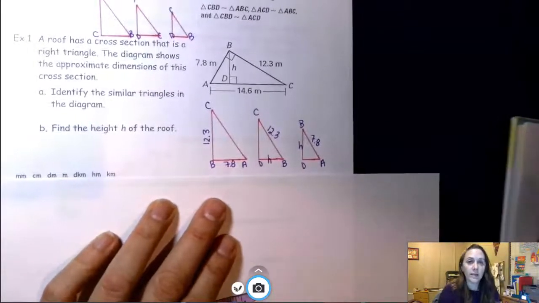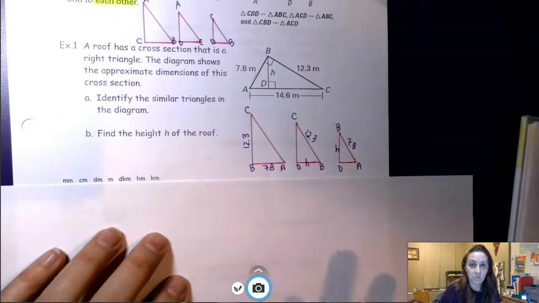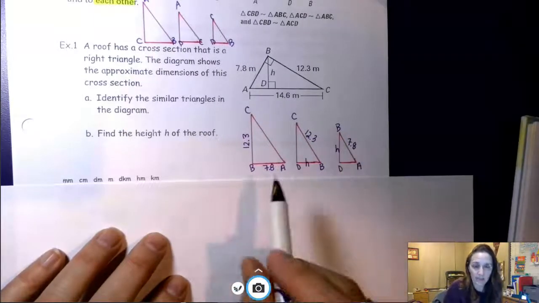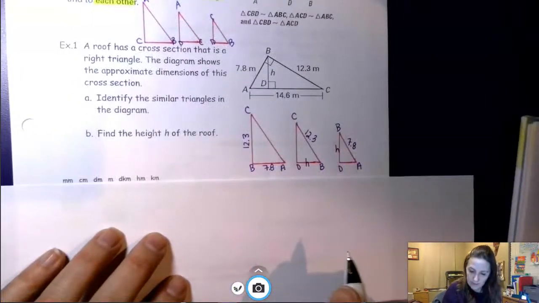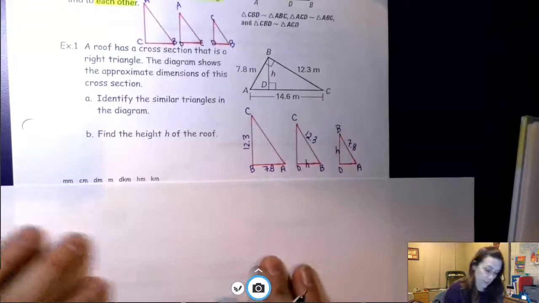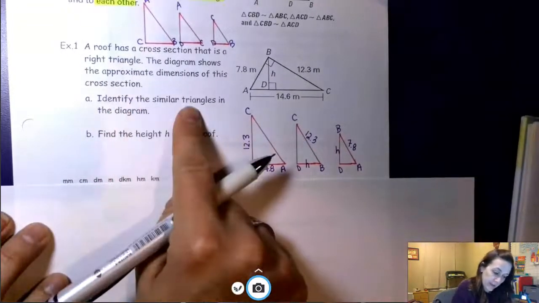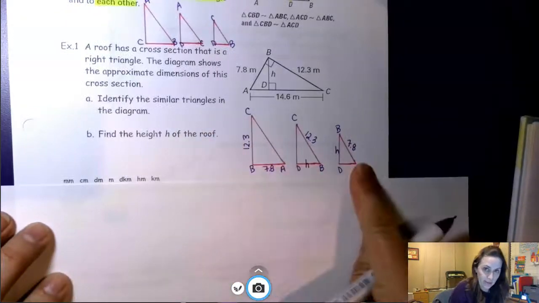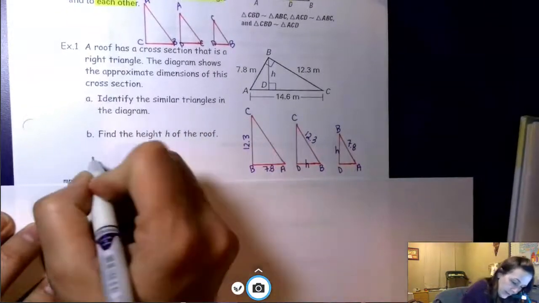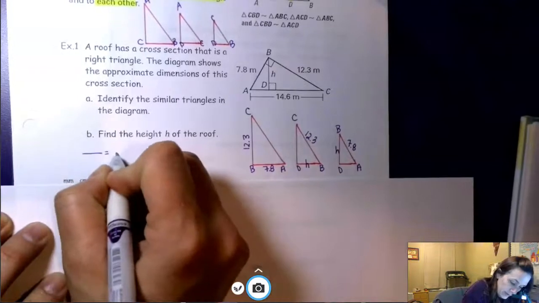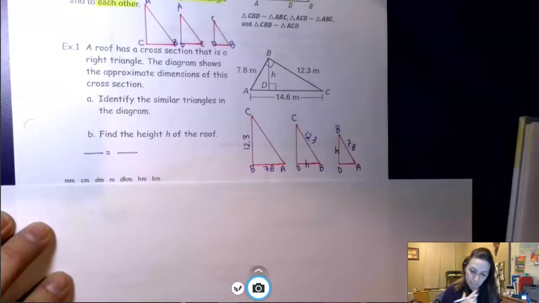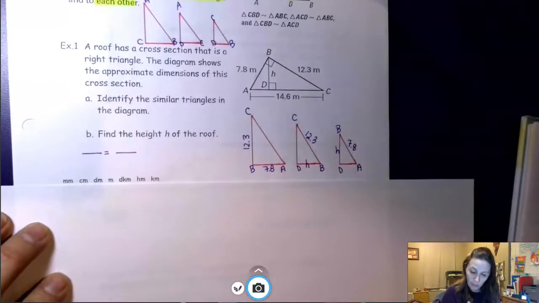Once I do this, it's easier for me to see what corresponds if I need to set up a proportion and solve for H. Identify the similar triangles in the diagram, so I just identified them. Now I want to find H. So I'm going to set up a proportion here. I need to decide what's going to go together.